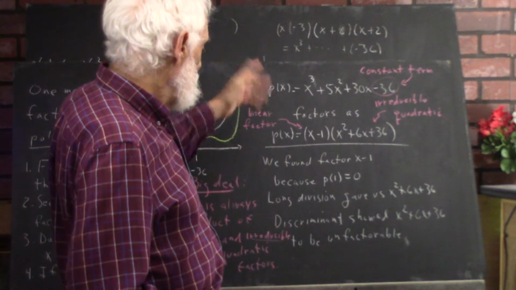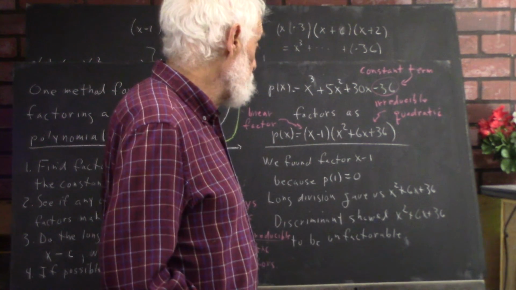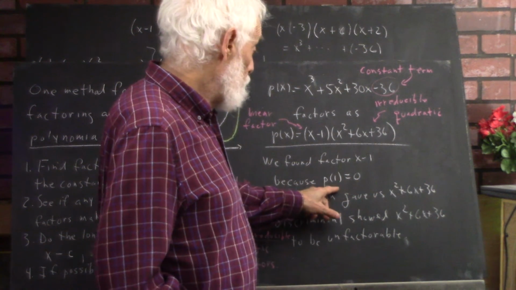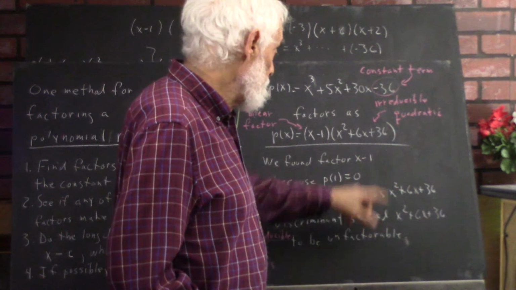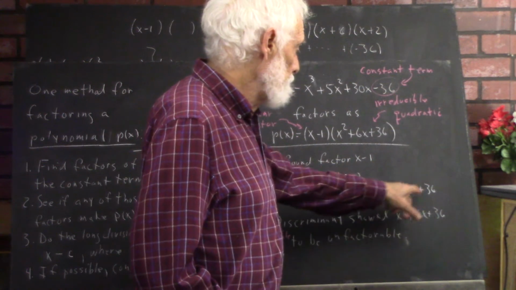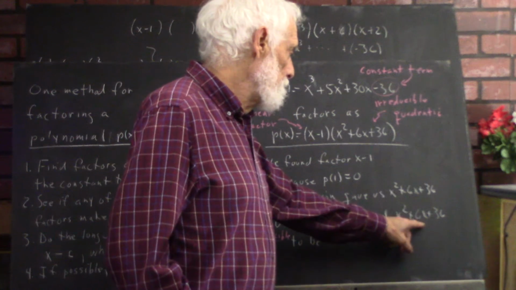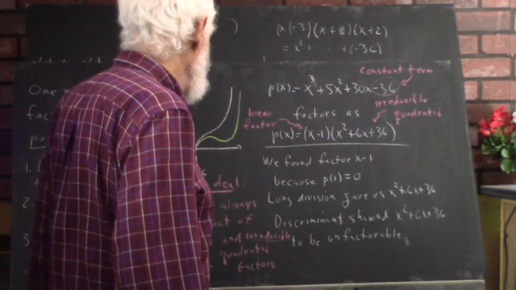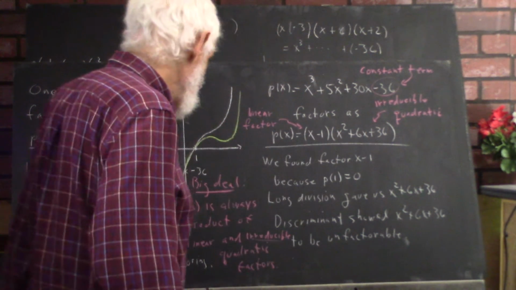So, what we did previously, just to summarize, we found the factor x minus 1 from the fact that p of 1 equals 0. We plug in 1, we get 0 for this polynomial. It tells us x minus 1 has to be a factor. Long division then gave us the x squared plus 6x plus 36, and the discriminant showed us that x squared plus 6x plus 36 is unfactorable. So there is our totally factored form of p of x.